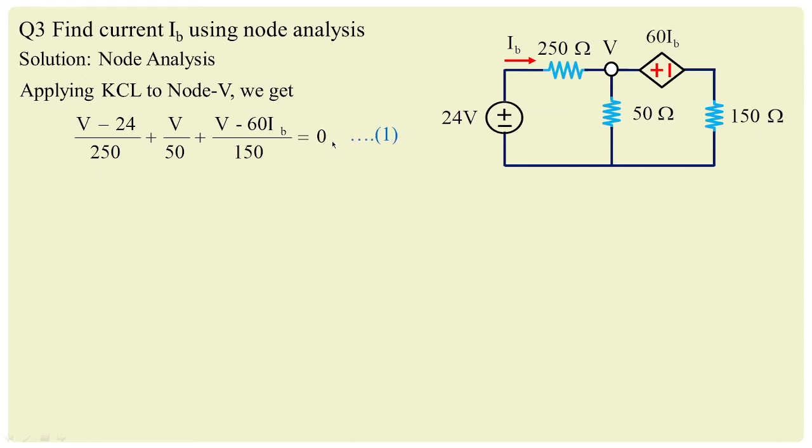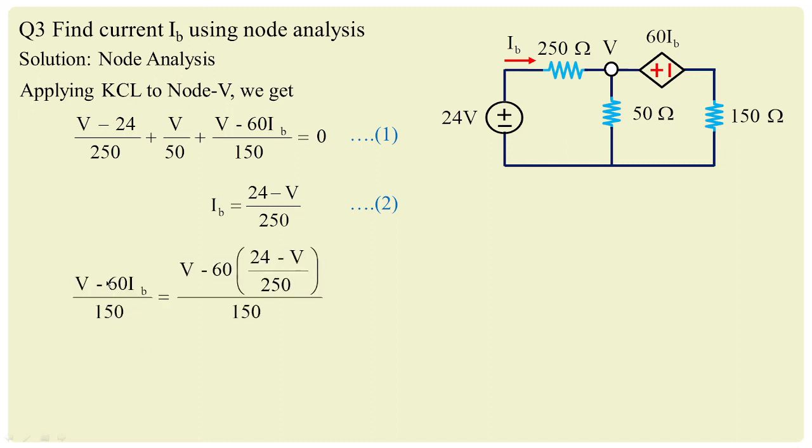Treat this one as equation 1. Observe carefully the value of IB. IB here is the branch current, which is the difference of the two voltages, one is the 24 and another is the node voltage V. So 24 minus V by 250 will give you the value of IB. Substitute IB in equation 1. For easy analysis, I am selecting this parameter alone, that is V minus 60 IB by 150, and substituting the value of IB gives V minus 60 times (24 minus V by 250) whole divided by 150.